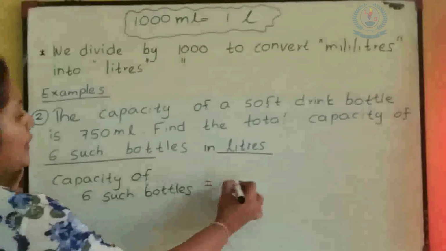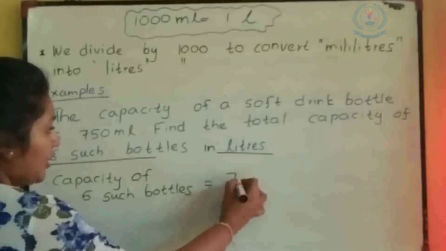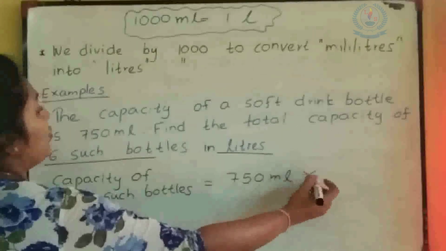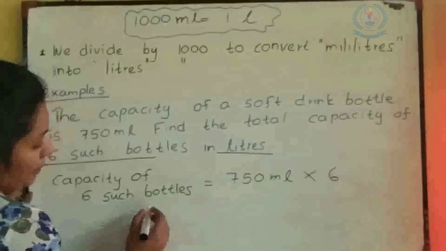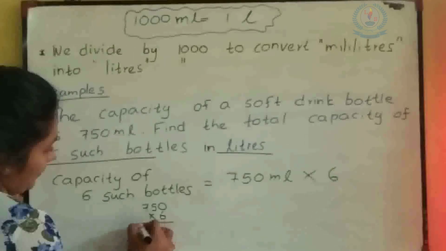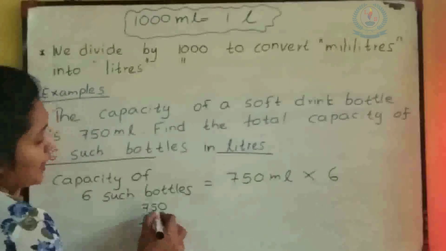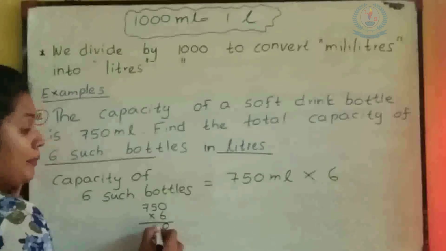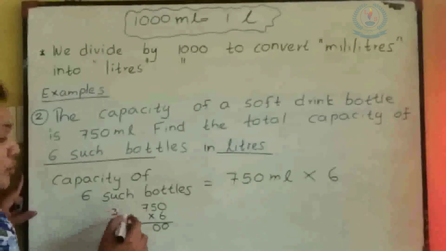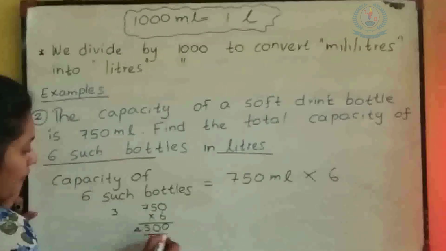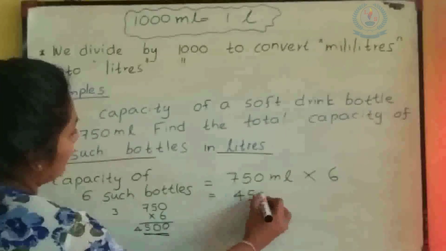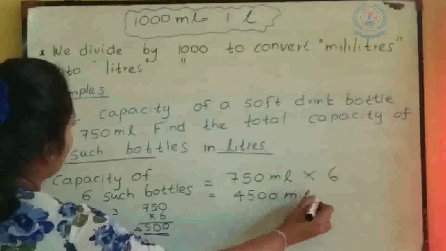The capacity of one soft drink bottle is 750 milliliters. We have to find 6 such bottles, which means we have to multiply. I am writing the method here. 750 times 6. 6 times 0, 0. 6 times 5, 30. From 30, I am writing 0 here. 3 is remaining. 6 times 7, 42. 42 plus 3, 45. Then the answer is 4,500 milliliters. Is that the final answer?